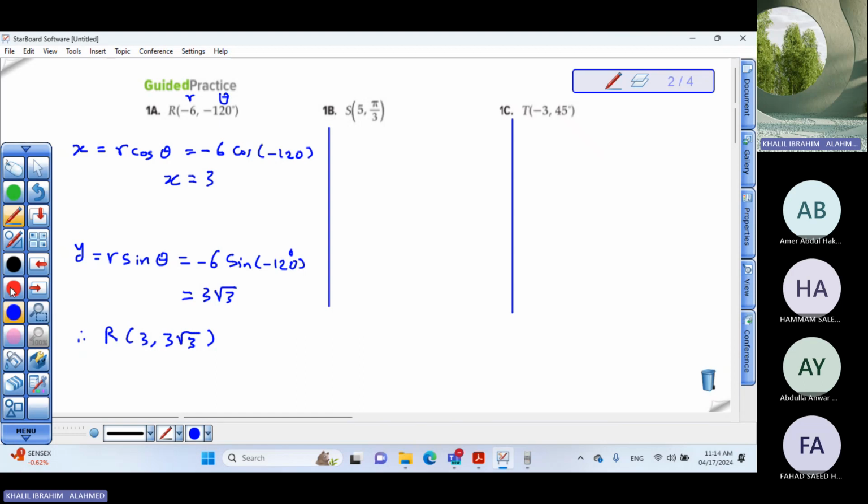This is x and y, but here r and theta. This is polar, but here rectangular coordinates. This is the difference between this and this. Is it clear for each one? Yes. Okay, if clear, you can try to solve.